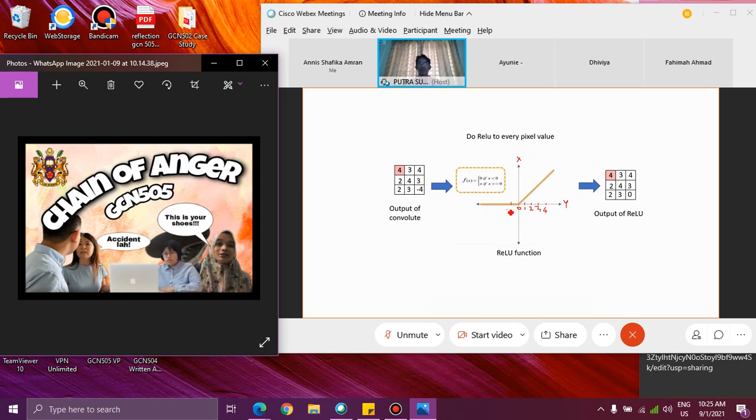Then you have here -1, -2, -3, and so forth. So y is the input, x the output. So basically the function is f(y) equal to x. So this is a very, very basic function.